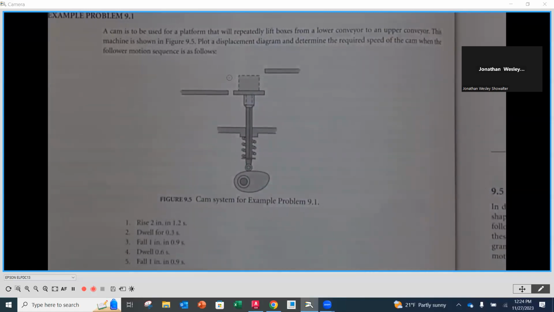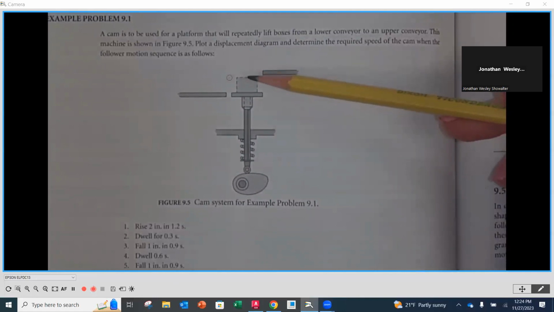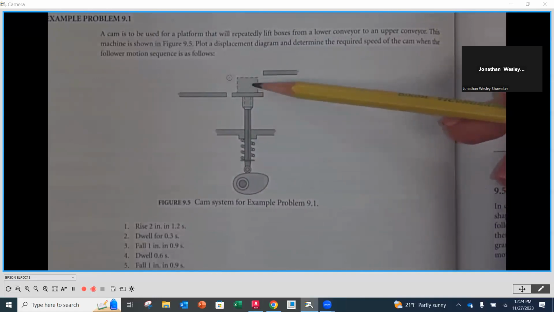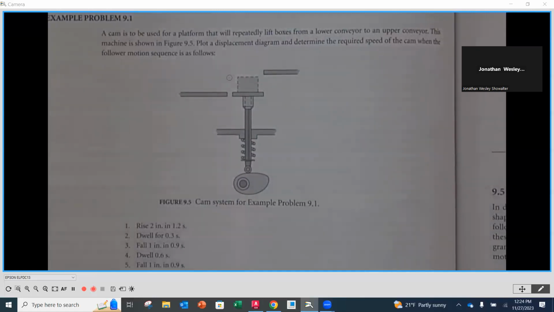Sometimes it can get stuck in the up position, if you would, if there isn't enough weight in that follower to make itself back down again. So the spring is going to aid in doing that. Okay. So you'll notice that this is going to go up and down. There's a lower platform and upper platform, and it's moving these boxes or these containers from the lower to the upper.